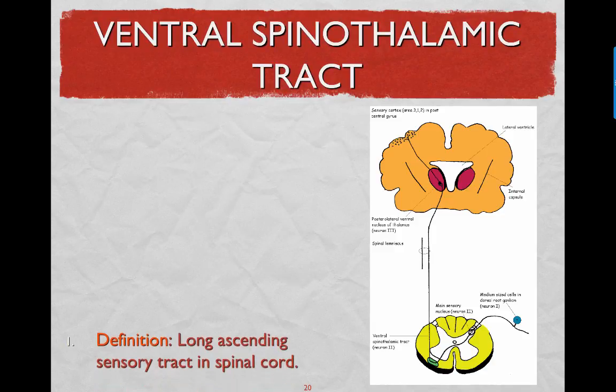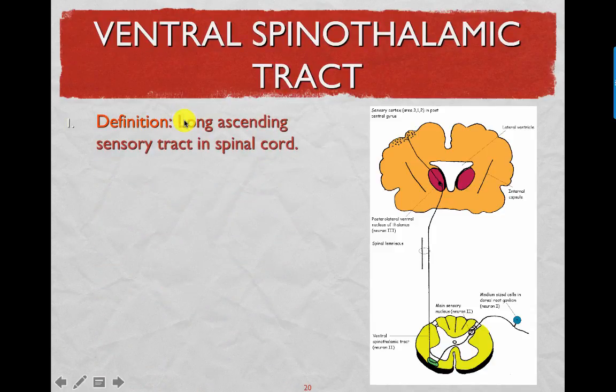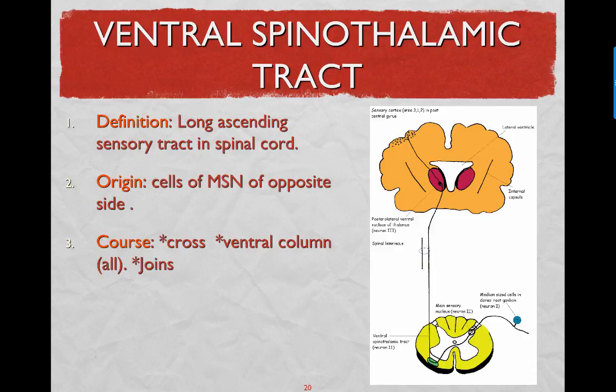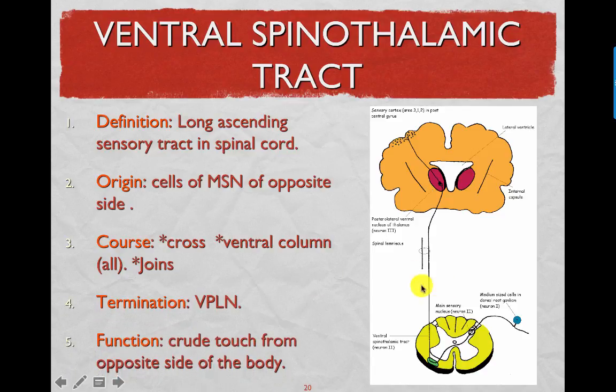Ventral spinothalamic tract, as regards the definition, the same definition. As regards the origin, the cells of the main sensory nucleus of the opposite side, because it is formed of second order neuron fibers that cross and occupy the ventral column and join his brother lateral spinothalamic in the middle level of the pons to form spinal lemniscus. The termination VPL nucleus, the function is the crude touch from the opposite side of the body.